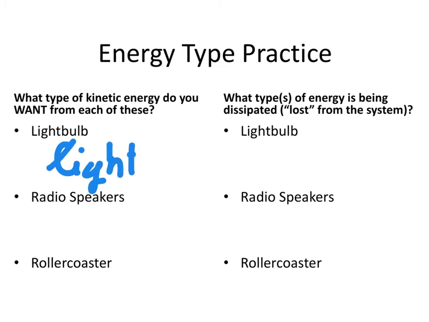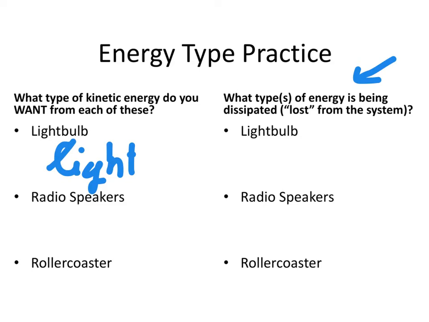So now the next question is, after we get our light energy, do we get any other forms of energy? Look over to the right. What types of energy are being dissipated or lost from the system? So a light bulb does produce light. Does it produce any other forms of energy that you can think of?